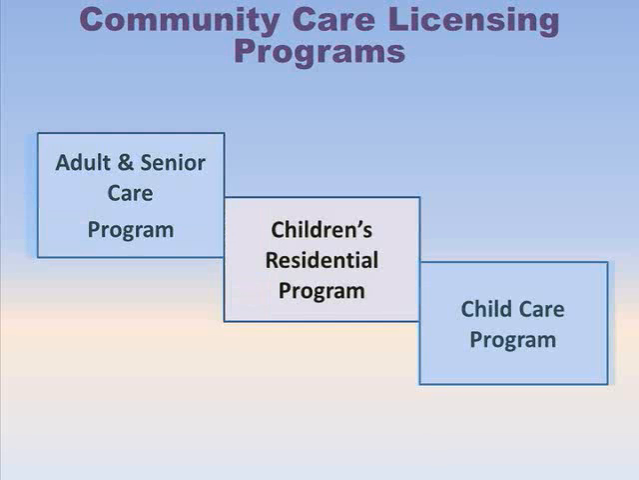Second, we have the Children's Residential Program. It monitors licensed facilities and certified homes caring for children in residential environments. These facility types include foster family agencies, adoption agencies, foster family homes, small family homes, crisis nurseries, transitional housing placement program, and group homes. And then finally, we have the child care program.